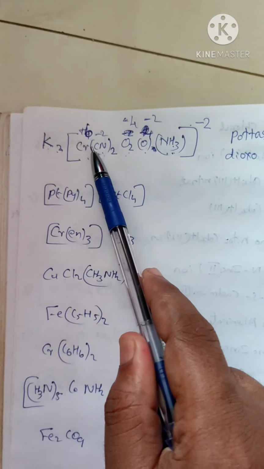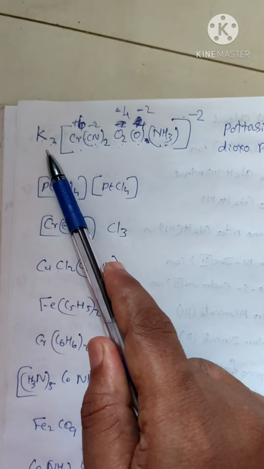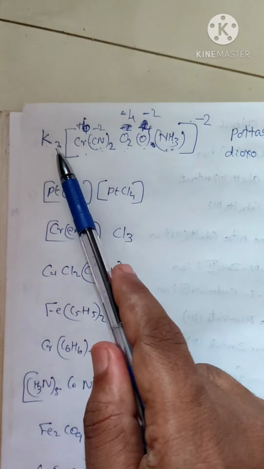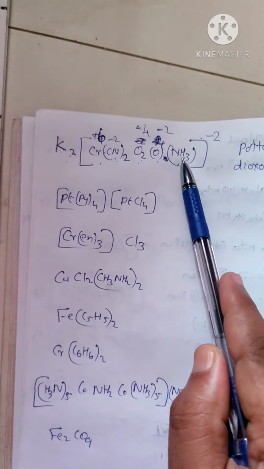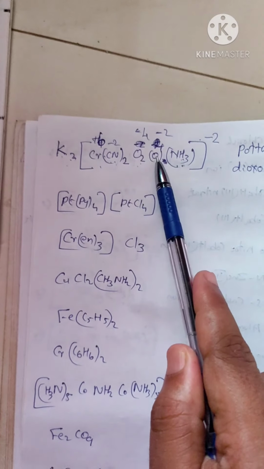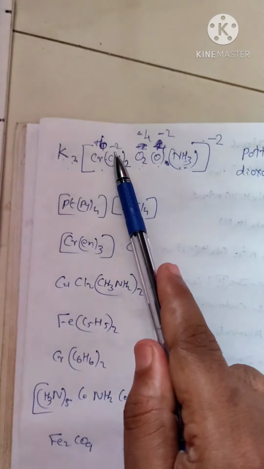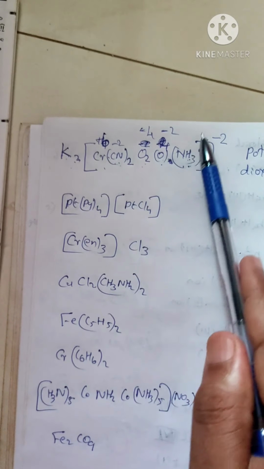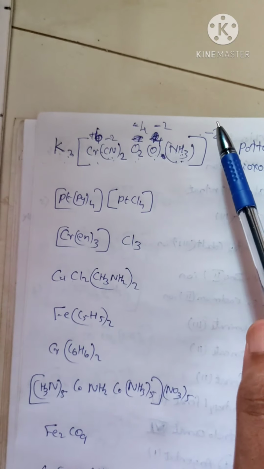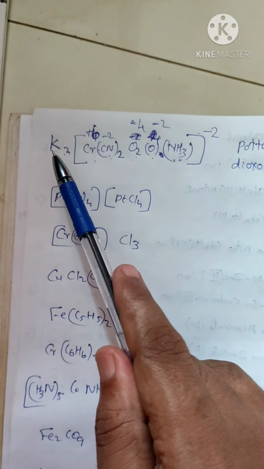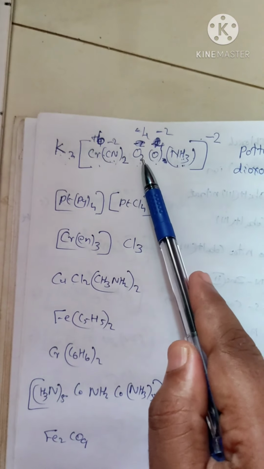This is a chromium based complex with chromium in the anionic part and potassium in the cationic part. Since 2 potassium are there, the anionic charge will be -2. The overall charge will be -2. We know ammine has no charge, peroxide has -2 charge, oxo has -4 charge in total, and the cyano groups contribute -2 charge. So all together it will become -8, and chromium oxidation state will be +6, and we get all together -2.